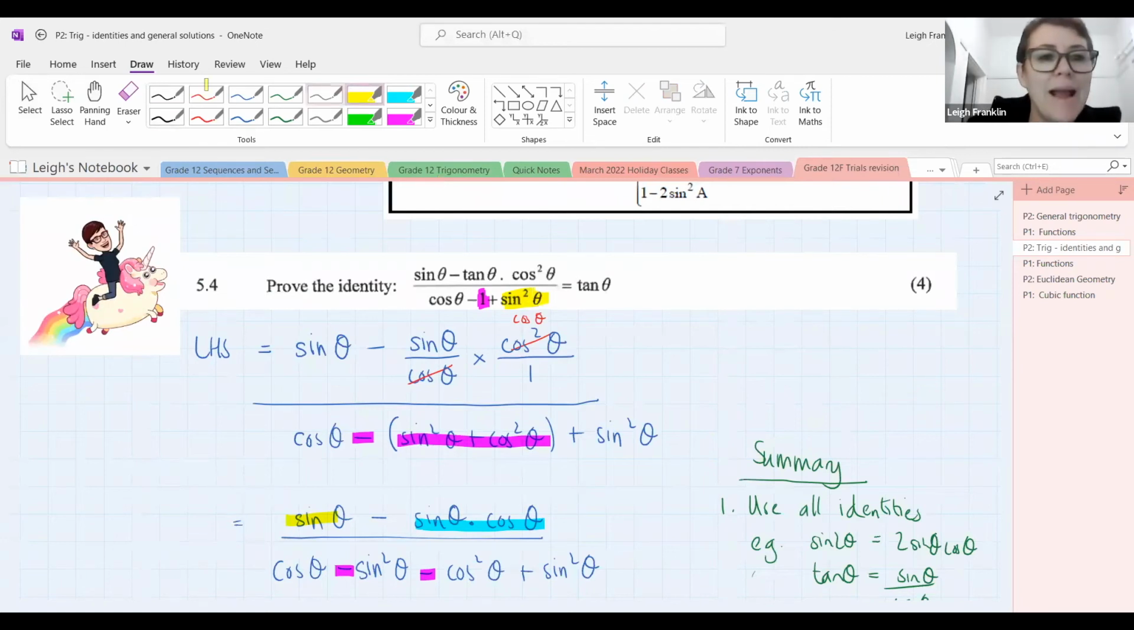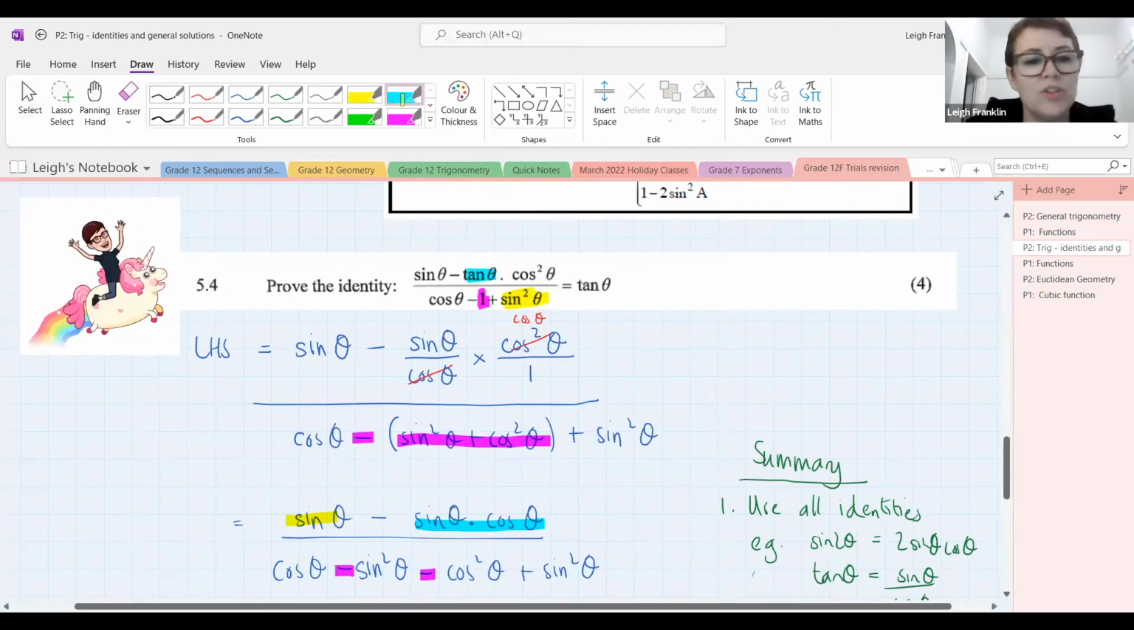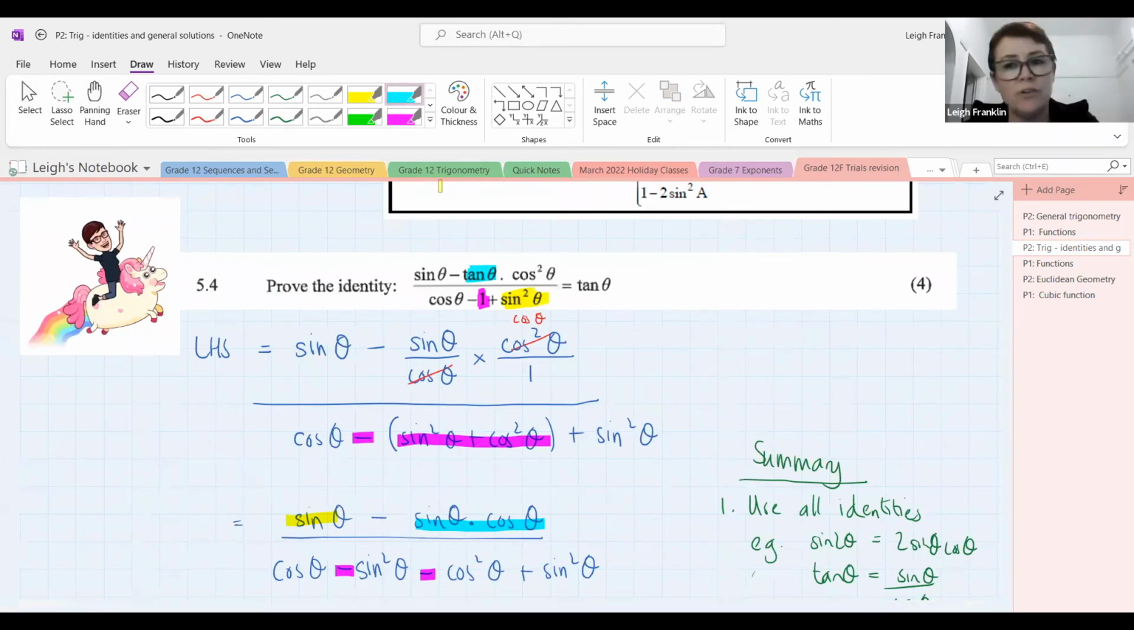As far as tan theta is concerned, always change tan theta. So every time you see tan theta or tan 2 theta, you're going to write it as sine theta over cos theta. Okay, so that is a general rule. I hope that helps. Oh, do you want me to redo it? Okay, all right, Lisette, let's just do that quickly.